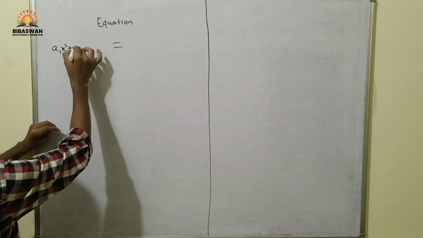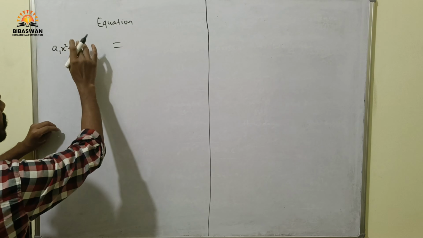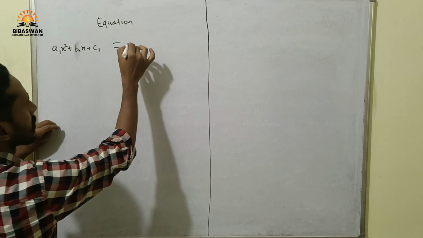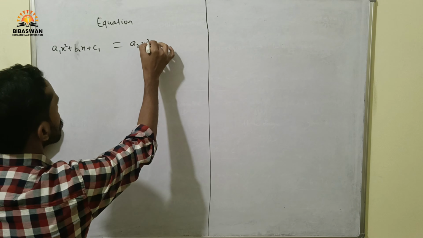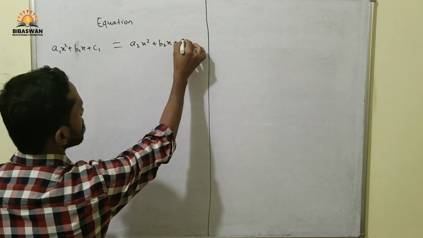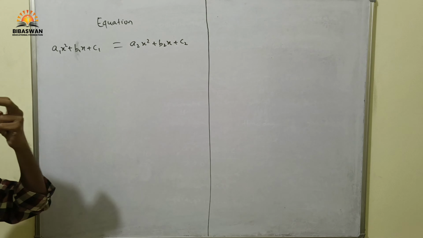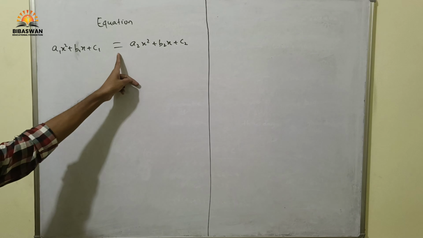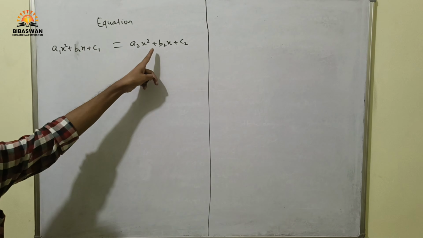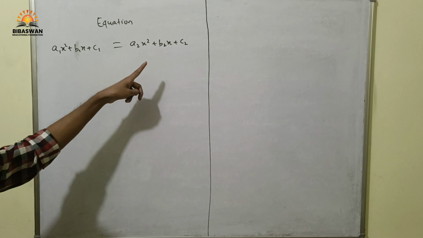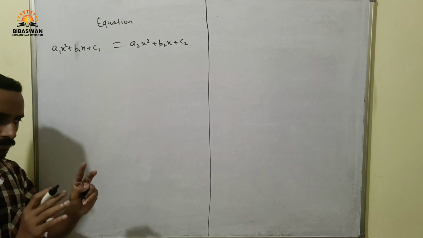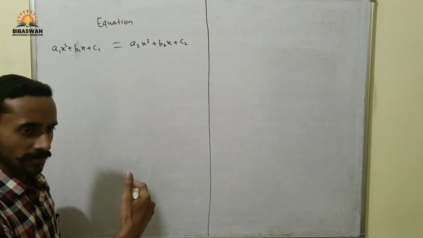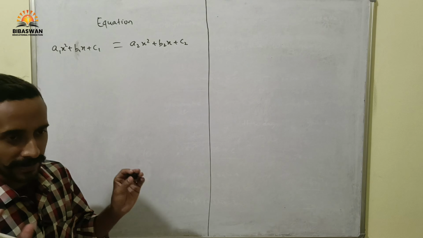a1x square plus b1x plus c1 is equal to a2x square plus b2x plus c2. There are two quadratic polynomials, so quadratic polynomials connected with an equal sign. This is known as equation. Understood? But we have a motive to make anything in an easy way.